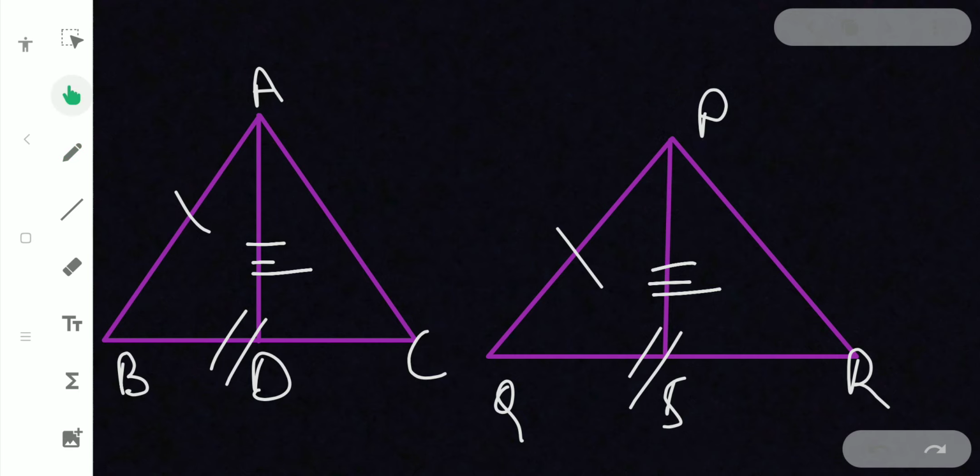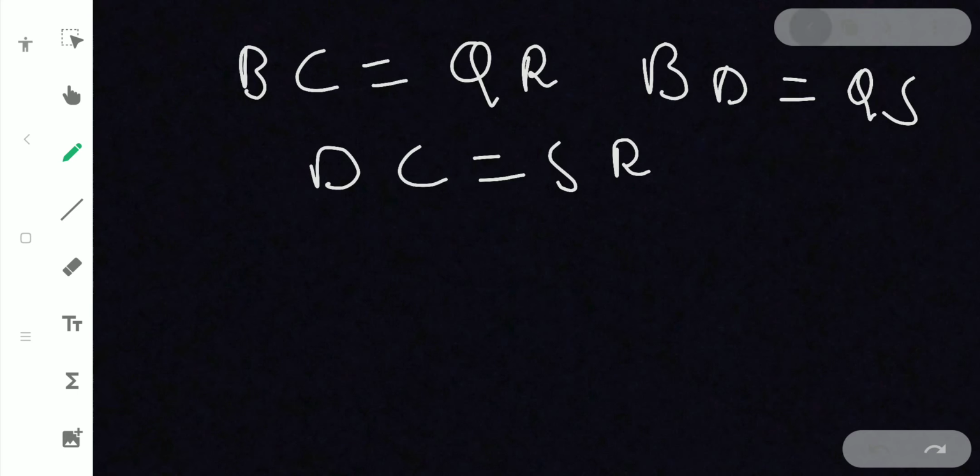So now you may think that as three are given we will prove by SSS, but no, this line should be given as they said triangle ABC, not only triangle ADB. So that's the matter here, we cannot write so. Now let us think how to solve it. We are having BC is equal to QR, and BD is equal to QS and DC is equal to SR.